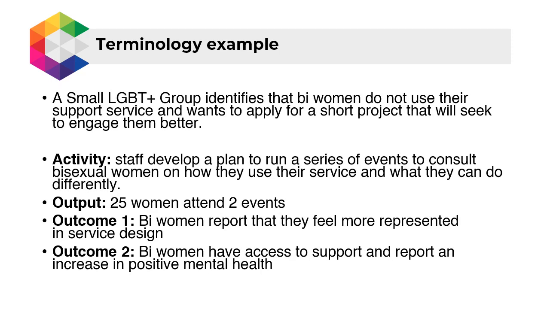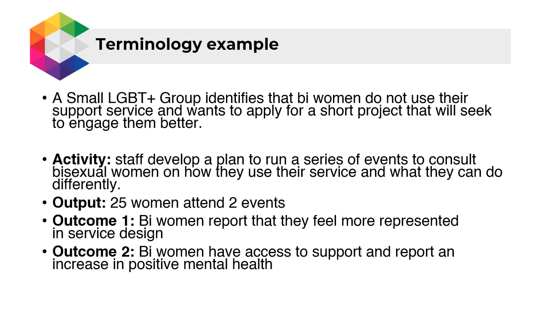So right here I have a very, very simple example just to put some of this in context. So my pretend group here is a small LGBT plus group, and they have identified that actually bisexual women aren't really using their support service, and they want to apply for a short project for a small piece of funding that will seek to engage them better. So the activity around this is that their staff will develop a plan to run a series of events to consult bi women on how they use their services, or not in this case, and what they can do differently to encourage them to do that.